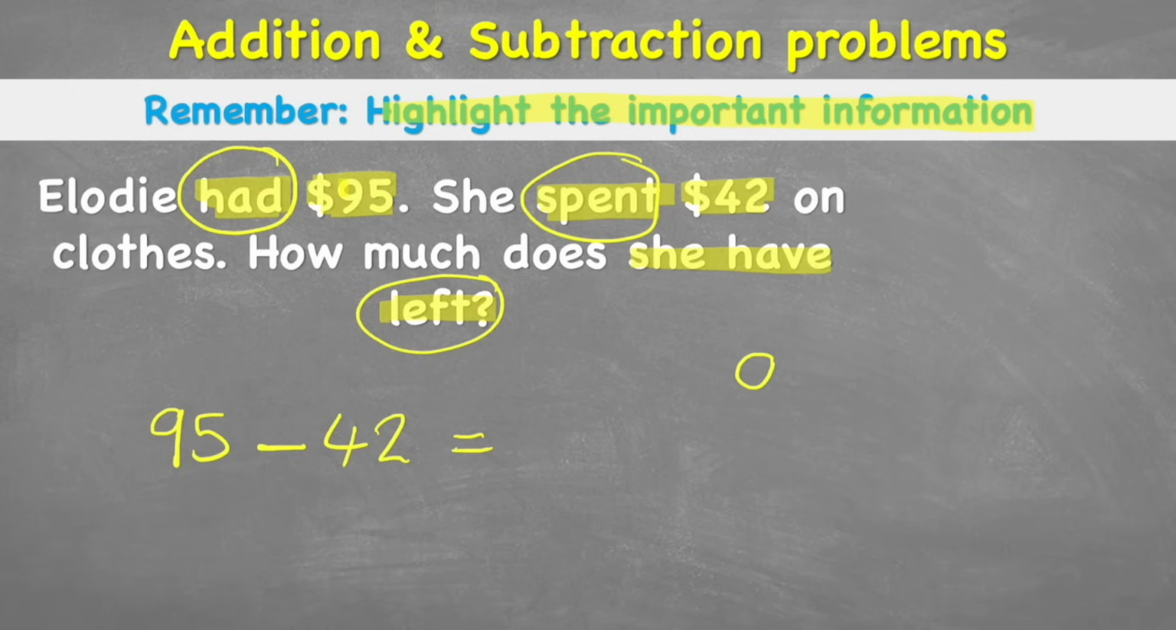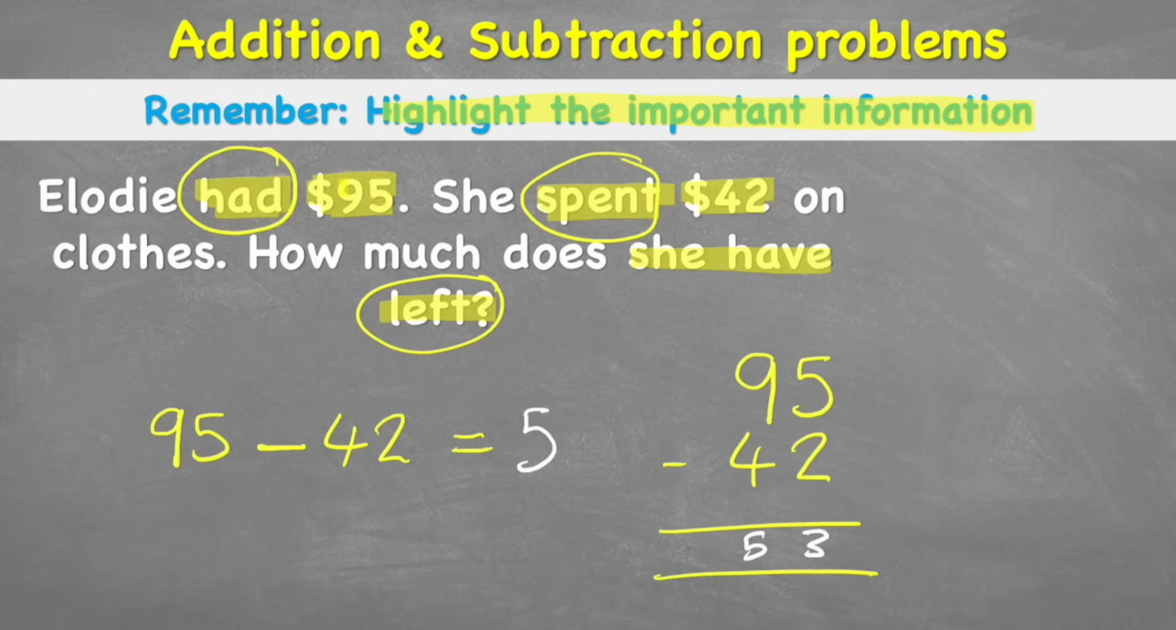Let's again put that into our column method. 95 subtract 42 equals, and I'm ready to begin. 5 subtract 2 is 3, and 9 subtract 4 is 5. So again, my answer is 53, but don't forget 53 what? Well, $53.